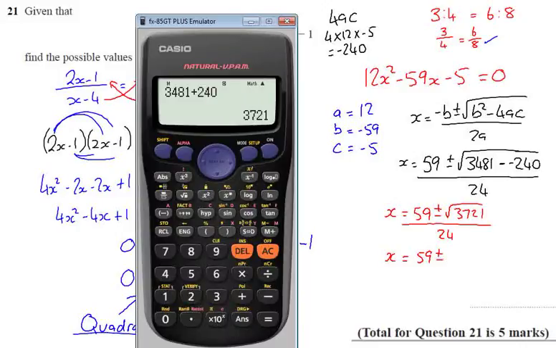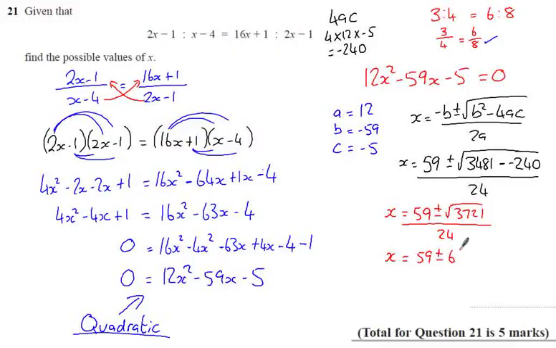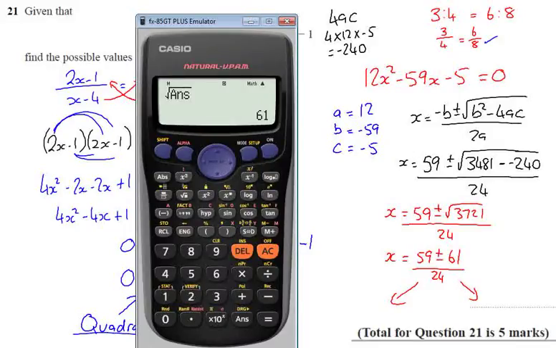I have the feeling this will work exactly, just because I could have factorized. So the square root of my answer is 61, all over 24. So this is going to give me two answers, and that would be 59 add 61 divided by 24, which is 96.